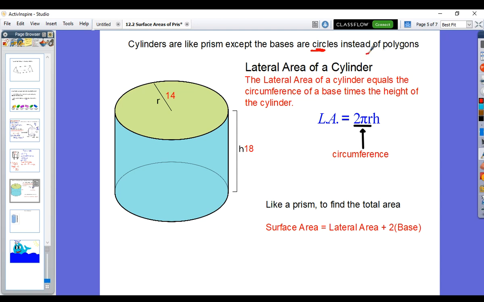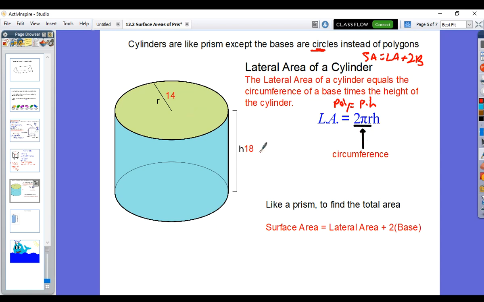So remember, we said surface area equals lateral area plus 2 times the base area. But for the lateral area, there's no perimeter. Remember, circles do not have perimeters, they have circumference. Circumference is the distance around the shape. So it's 2 times pi times r times h. Same thing as perimeter times height when it comes to polygons, but this is a cylinder, so it's circumference.